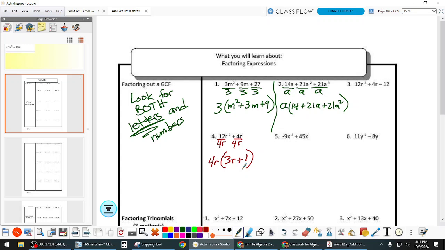Okay? And then this goes back to that example I just showed. If I asked you to solve this, you would split this up. 4R equals 0, 3R plus 1 equals 0, and then solve both sides. Okay? Hopefully that's helpful, and we'll talk more about this coming up.